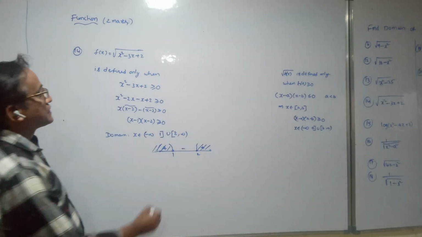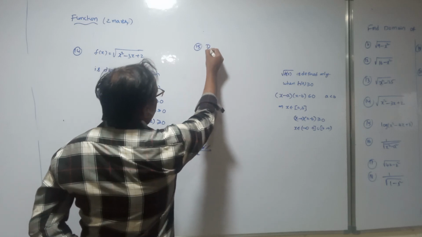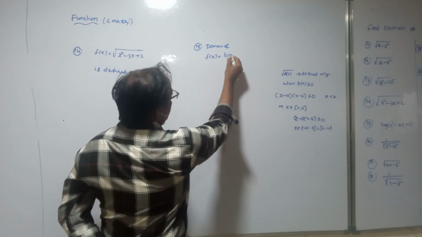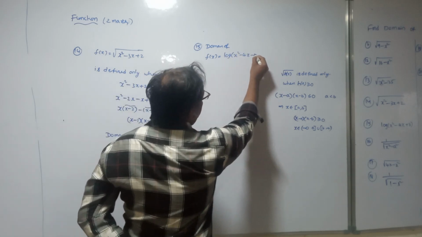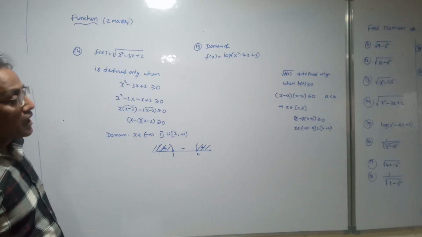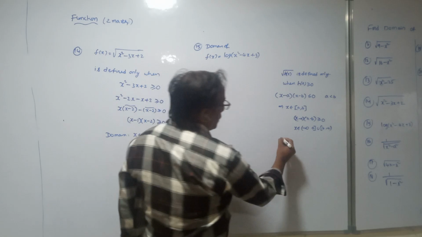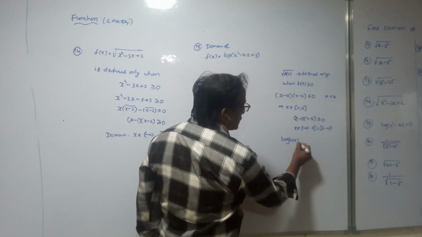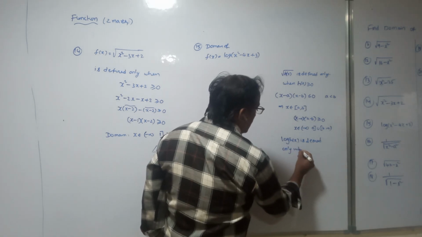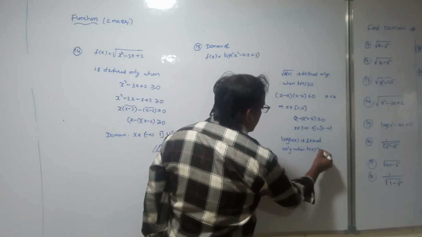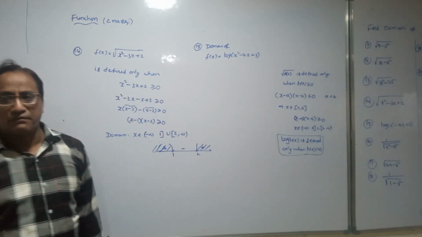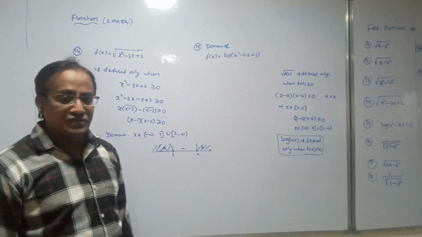Okay. Next one, 15. Domain of f of x is equal to log of x square minus 4x plus 3. Another important one: logarithmic function is defined. Log h of x is defined only when h of x is greater than 0. Remember this one. Logarithm function is defined only when h of x is greater than 0.